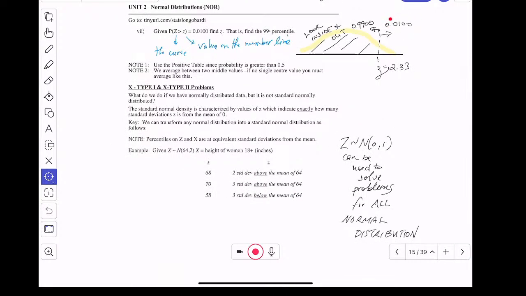If you look up this number, you get the negative result because of the symmetry of the table. You will get the result on the left side.